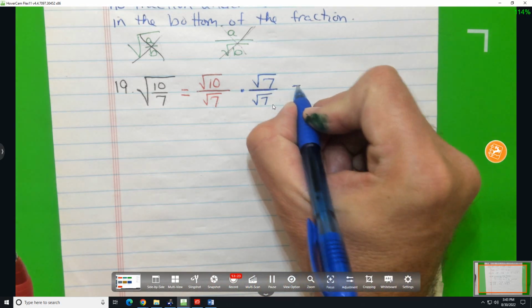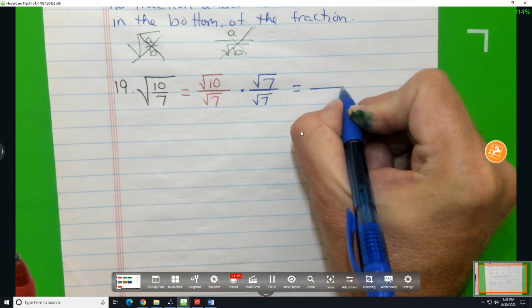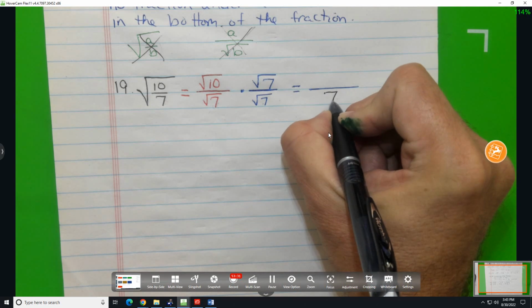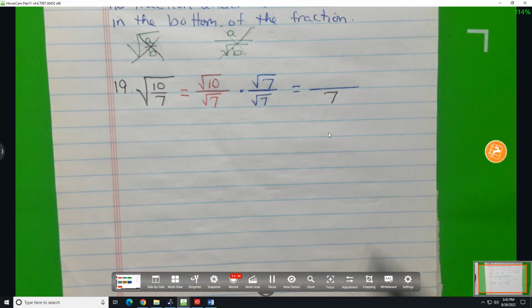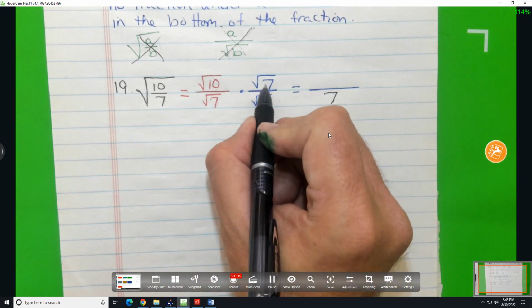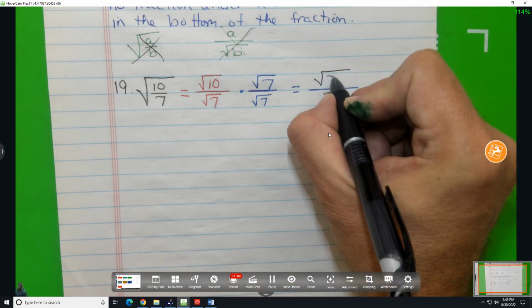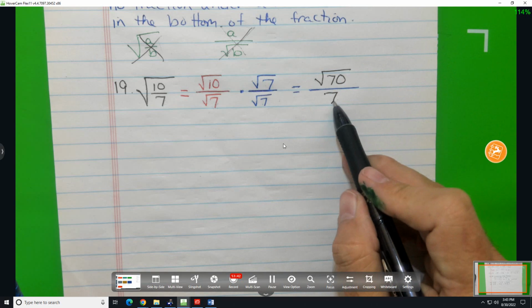And what are we going to have? Well, let's do the bottom first. What will be in the bottom? Just a 7. That's what we want. Now, what about this top? Do y'all remember how to multiply two square roots together? Just a 70. So we have square root of 70 all over 7.